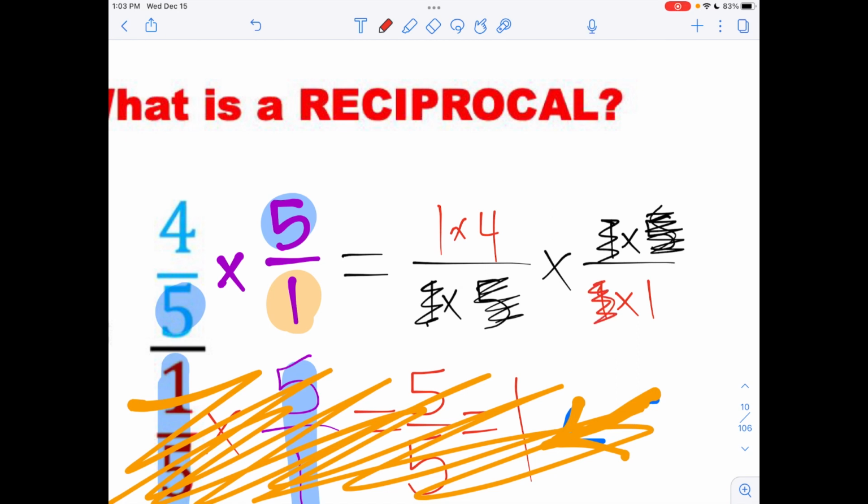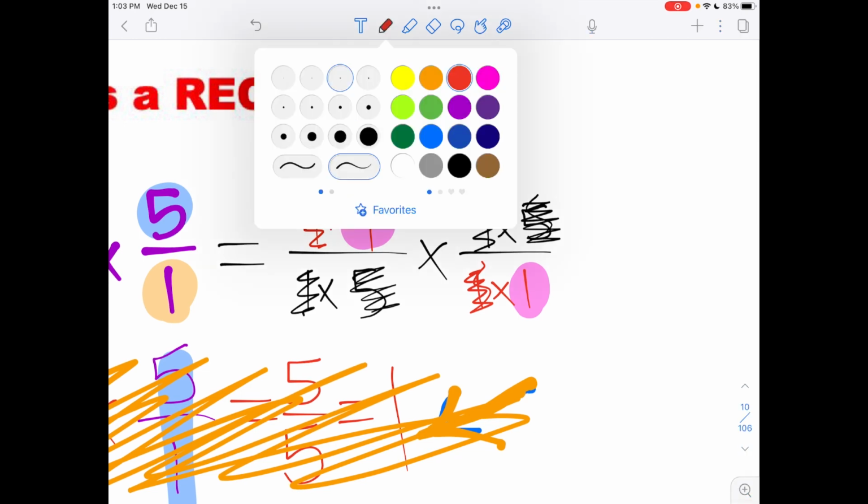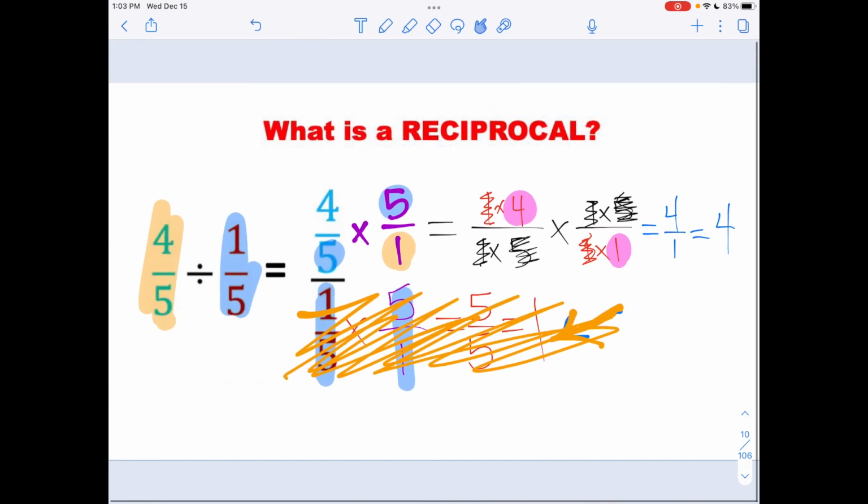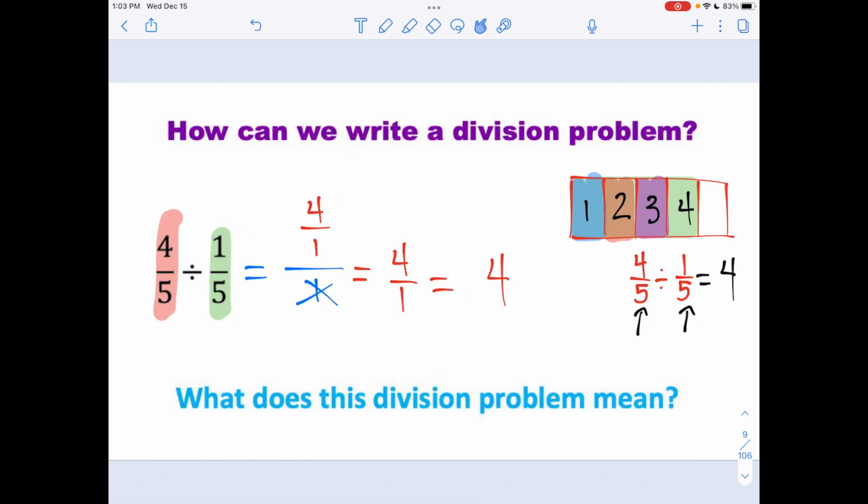I'm going to cross out a 1 on the bottom and on the top. Here's what's left. A 4 on top of 1. 4 on top of 1 looks like this. And if I put that in my calculator, 4 divided by 1 is 4. And even though I'm in a different space, I remember all the way from this morning, that was our answer on this page too. The answer is 4.